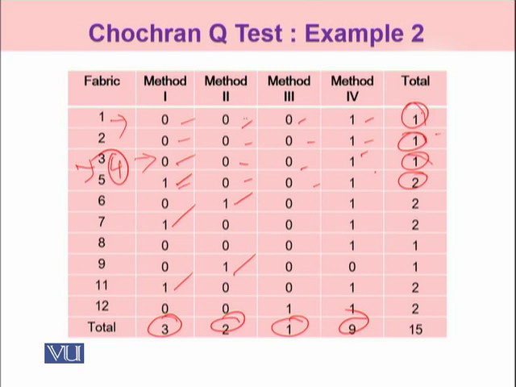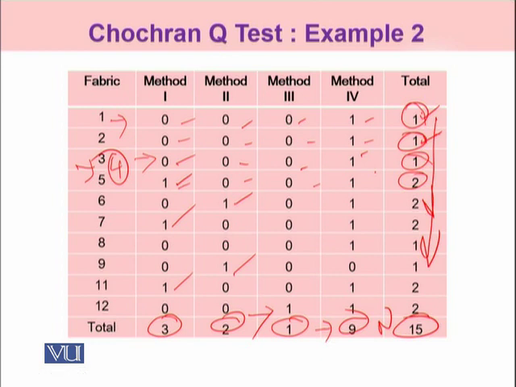Similarly, if you go to the blocks, 0 plus 0 plus 0 plus 1 is giving you 1. Then 0 plus 0 plus 0 plus 1 is giving you 1, and so on. If you total column-wise or row-wise, the grand total is 15. These are the rank sums of the blocks, and here are the rank sums of the treatments, and the grand total of the rank sums, which is capital N, is 15.